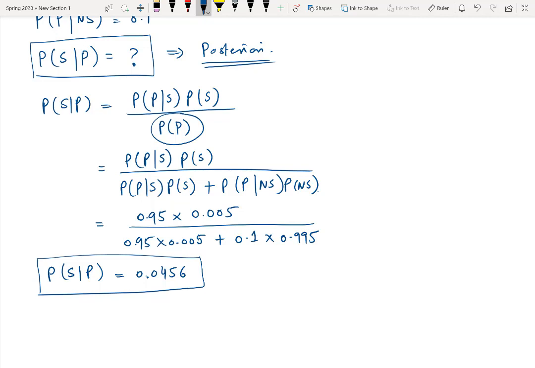It shows that the test result is not very trustworthy, right? So this is how you can apply Bayes' law in practical problems while computing the probabilities of posterior events.